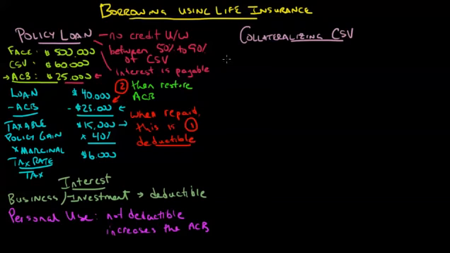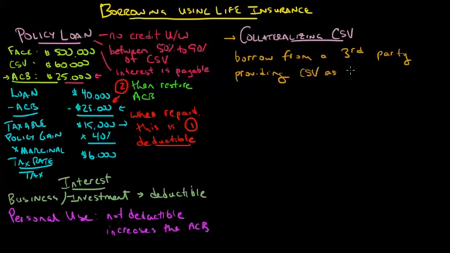Now, let's switch gears here, and we're going to look at collateralizing the cash surrender value. So what this means is that I'm going to borrow usually from a third party, that is another bank or some other type of lending institution, and I'm providing my CSV as collateral. This could be much the same, really, as providing your home as collateral on a loan or some other asset that would be valued in such a way that the institution could look at that and say, hey, we can actually use that as collateral. So we're going to provide the CSV as collateral here.